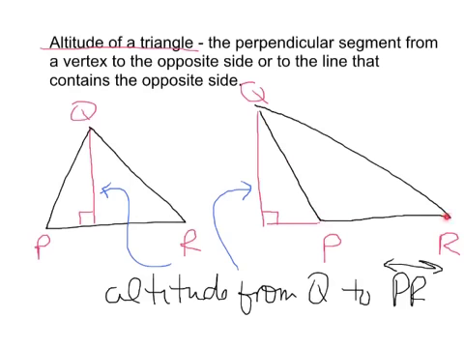But when I have an obtuse triangle, vertex to a line that contains the opposite side. So this would be the altitude of an obtuse triangle. See how it's not actually inside the triangle, where this one is inside the triangle. So there we have our altitude from Q to line PR.